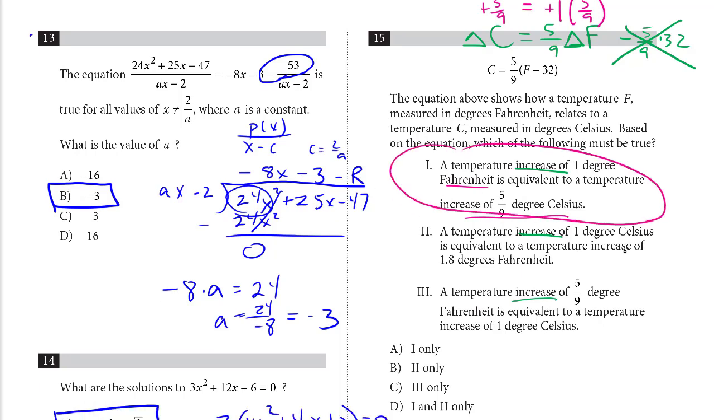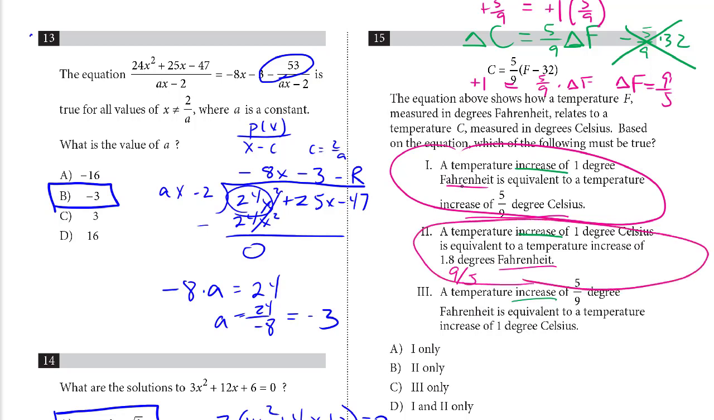Number 2, a temperature increase of 1 degree Celsius. If I said plus 1 is my change in Celsius, then 1 equals 5/9 times delta F. For that to be 1, delta F has to equal 9/5, the reciprocal of 5/9. Only then 5/9 times 9/5 equals 1. So a temperature increase of 1 degree Celsius is equivalent to a temperature increase of 9/5, or in decimal form, 1.8 degrees Fahrenheit. That is correct. Again, our Fahrenheit change is a greater number than our Celsius change.